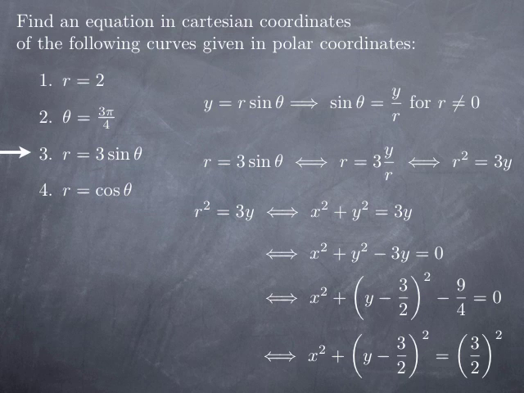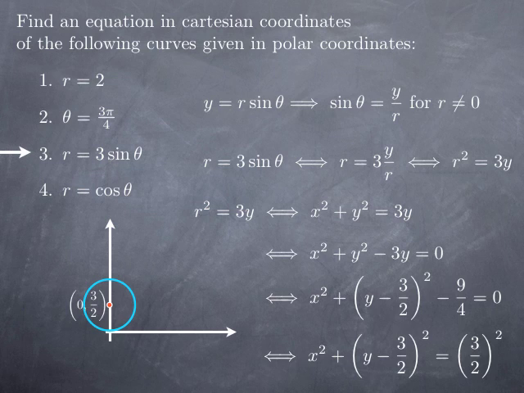In other words, this is a Cartesian equation of the circle centered at the point of coordinates 0, 3 halves and of radius 3 halves. So this is a circle that is centered on the y-axis and tangent to the x-axis. And you can easily convince yourself that redoing the same calculation where r is equal to a constant multiple of sine, you're going to find a circle that is centered on the y-axis and tangent to the x-axis.